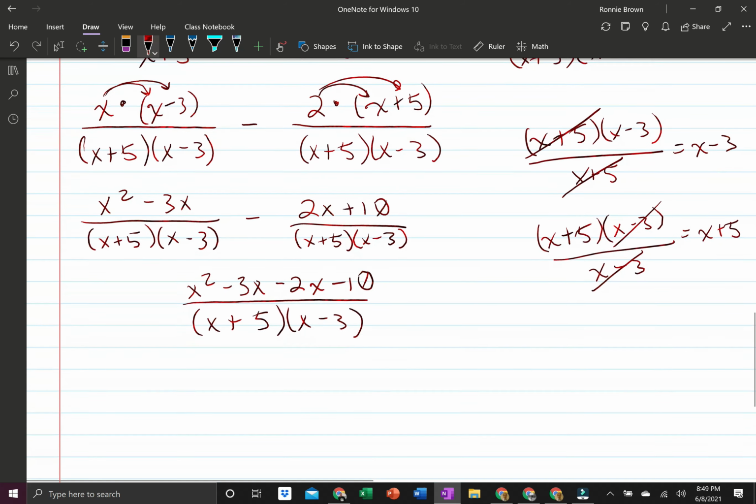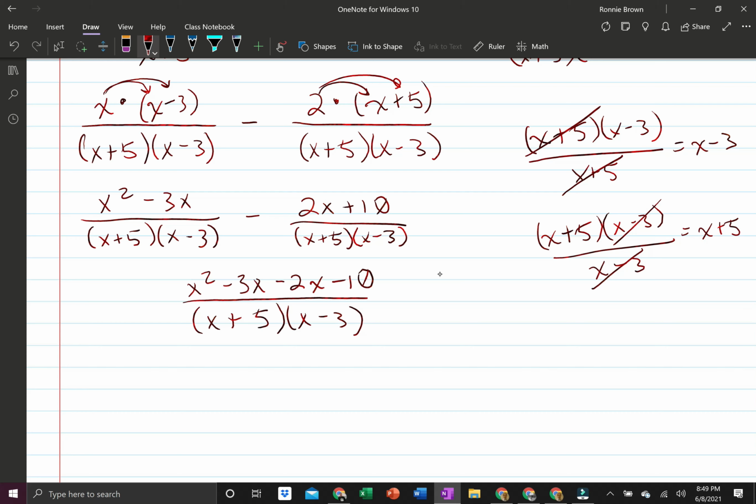Alright, the next thing we need to do is clean it up a little. You always want to combine like terms. So we have x squared minus 5x minus 10 over x plus 5 times x minus 3.